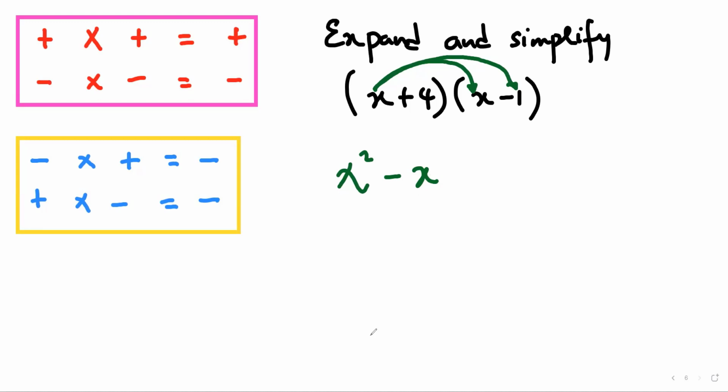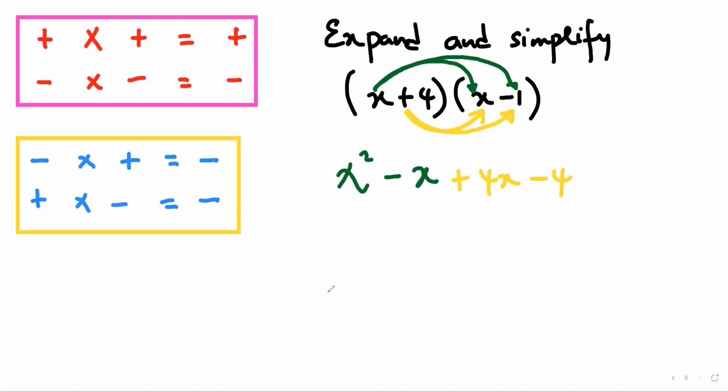Next, remember, this is plus 4. Plus 4 times x, what's it going to be? Plus 4x. And next, plus 4 times minus 1 is minus 4. And then from here, I think we can now simplify.